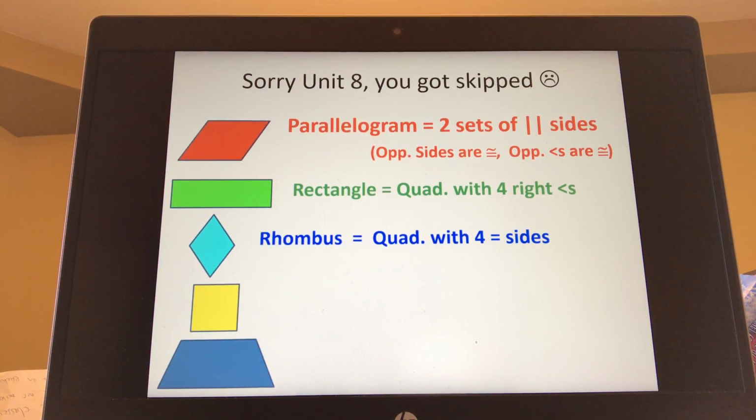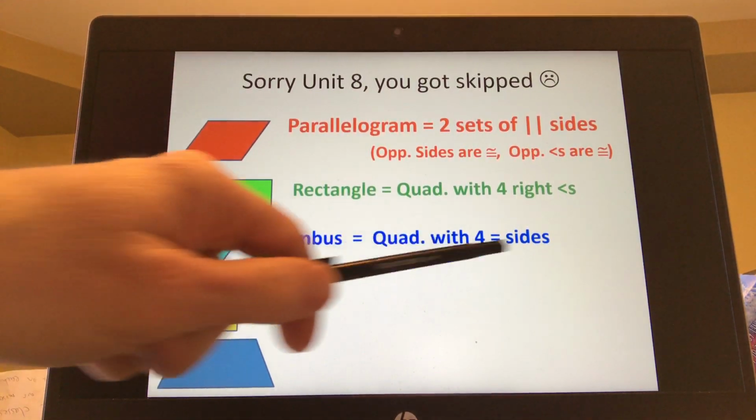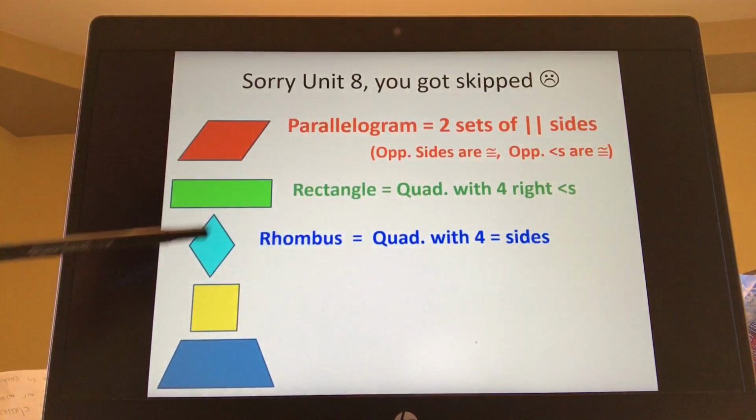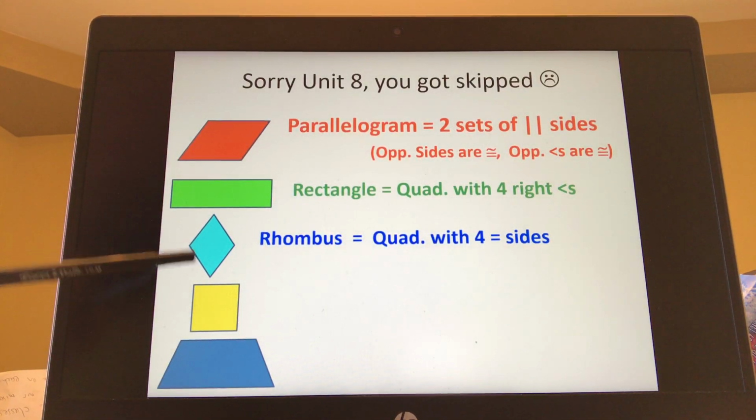Now, usually somebody in class goes, no, that's not right. You just gave me the definition of a square. No, this is not the definition of a square because this says nothing about the angles. You'll see these angles can be acute or obtuse, and it's still a rhombus.